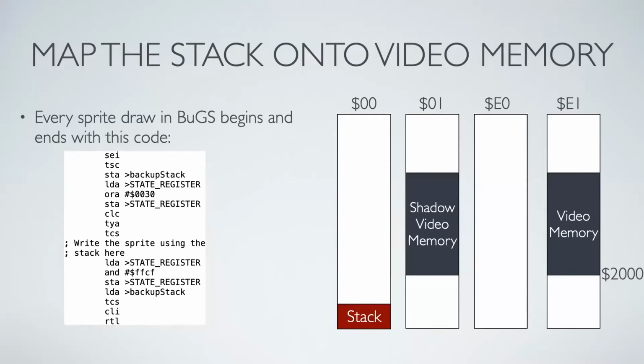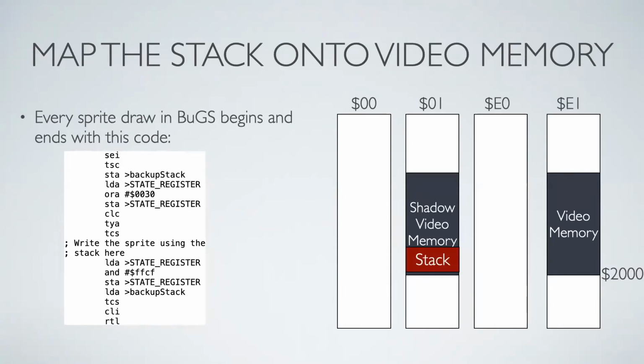It clears the carry bit because sprites often need to do add operations and we don't want a carry to happen. And finally, the value in the Y register is moved to the accumulator and the stack pointer. When a sprite routine is called in BuGS, the caller always sets the Y register to the address where it wants the sprite to be drawn. So now we have the stack where we want it, like this. Then some sprite is actually drawn.